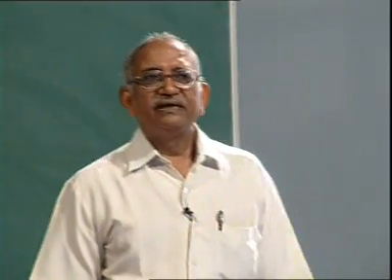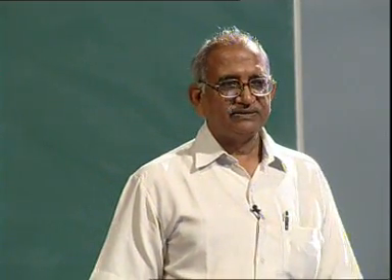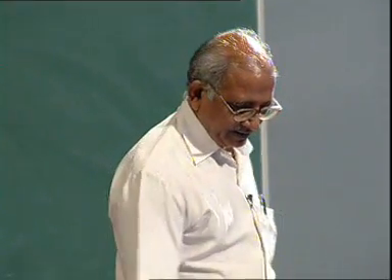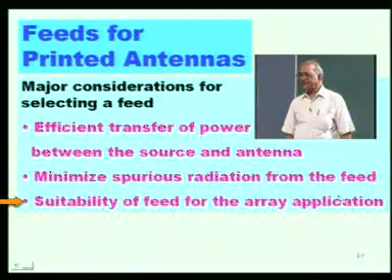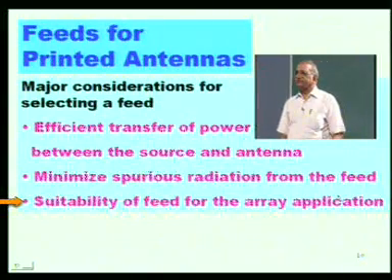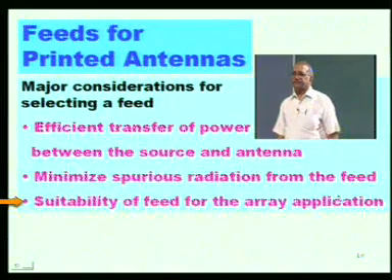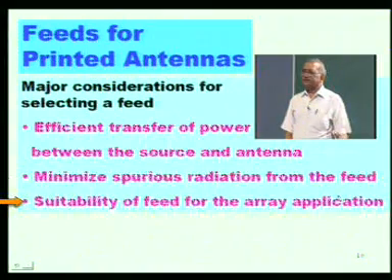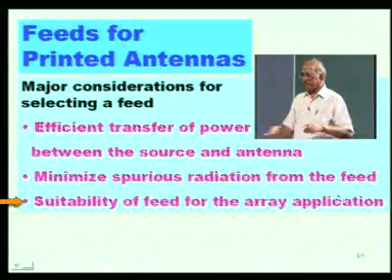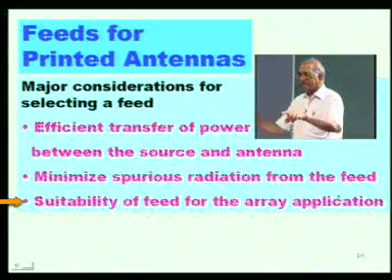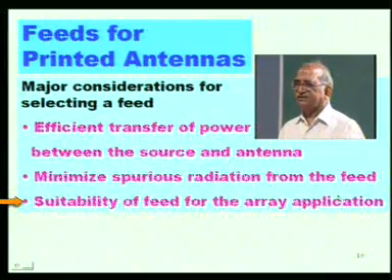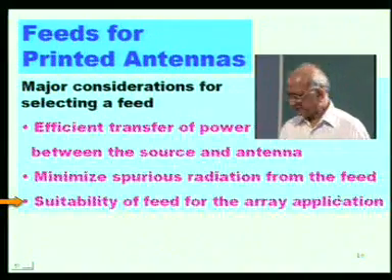And anyway, we know that if there is a radiation from the feed, that is a loss of power, because naturally that is not going into the desired radiation pattern. So, it has to be minimized. And the suitability of the feed for the array application. When we are using this particular feed type, whether it is really suitable for the array feed structure or not, that is another major consideration, because some of these feed types are going to generate a different cross polarization. The feed may generate a cross polarization and may affect it.